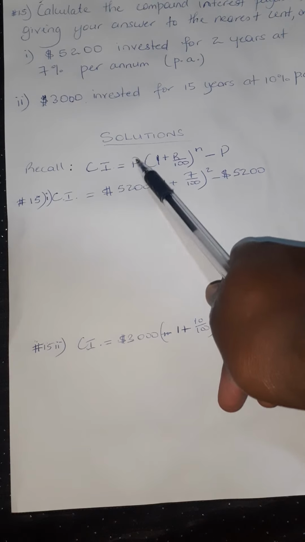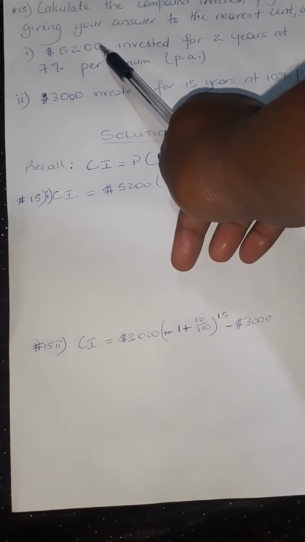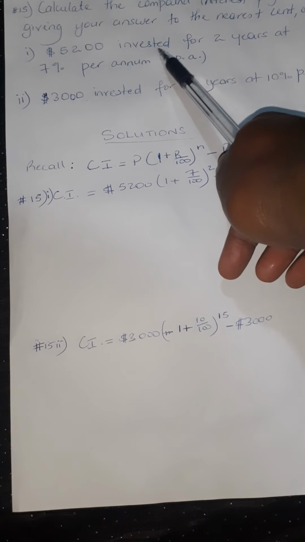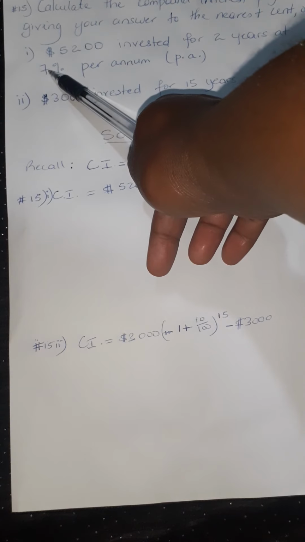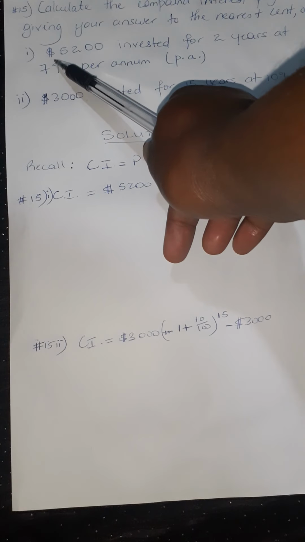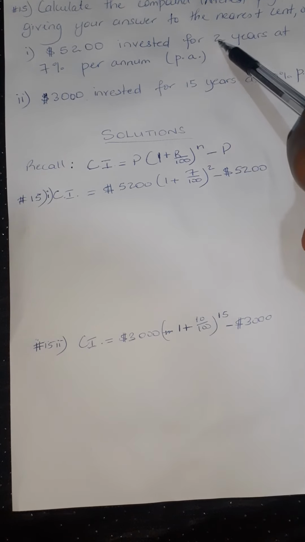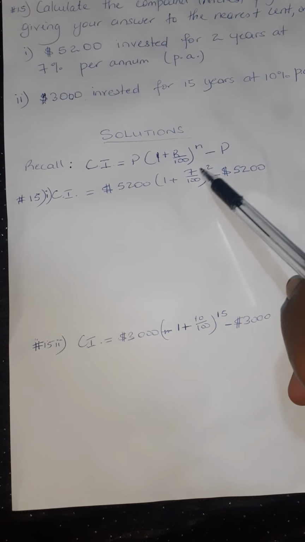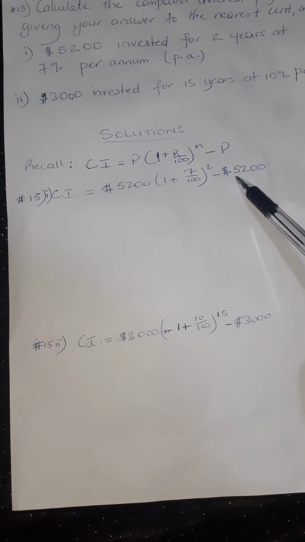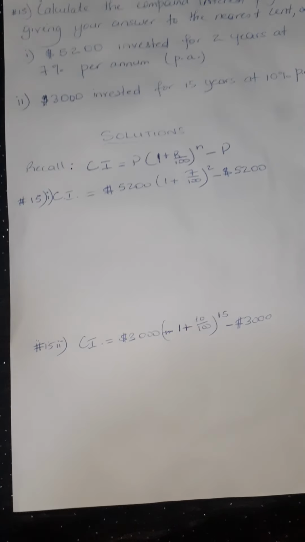So P is the principal, which is the amount invested for the first part. So 5,200 is the principal here. The R stands for rate, which in the first part of the question is 7%. N, we know, is the same as the number of years, which is the time. Time for the first part is 2 years. So when we did all of that substitution, this is what we end up with. Now you see how it is set up? Good. I want you to make note of it.